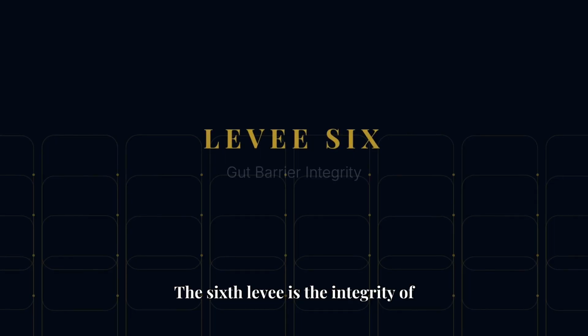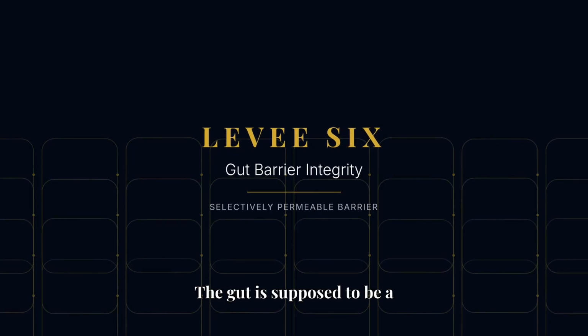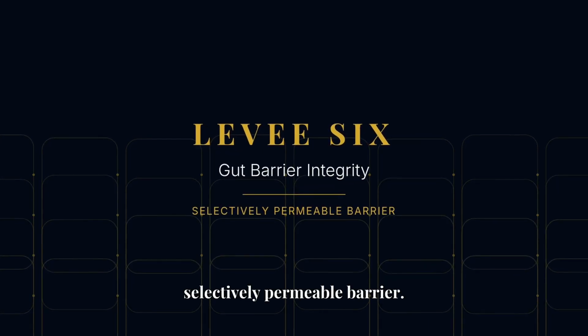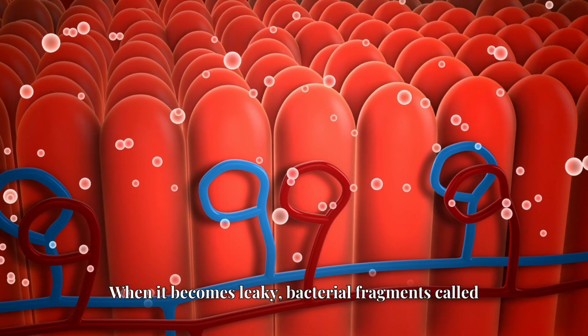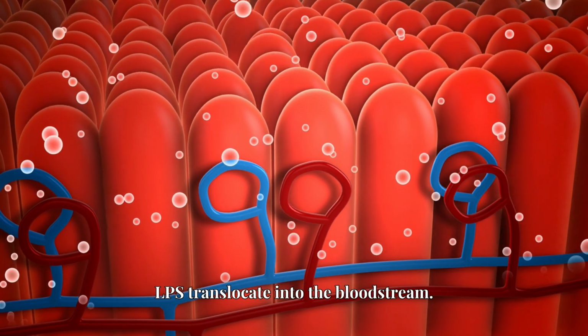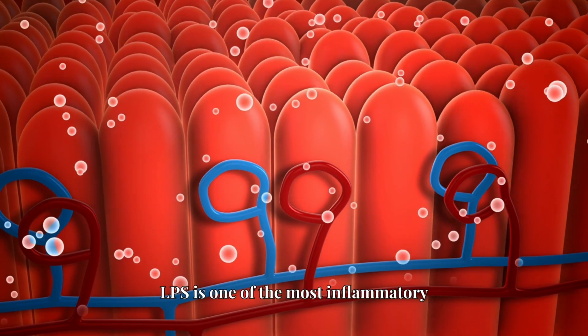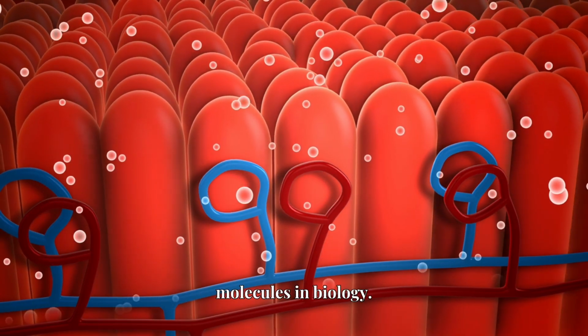The sixth lever is the integrity of the intestinal lining. The gut is supposed to be a selectively permeable barrier. When it becomes leaky, bacterial fragments called LPS translocate into the bloodstream. LPS is one of the most inflammatory molecules in biology.